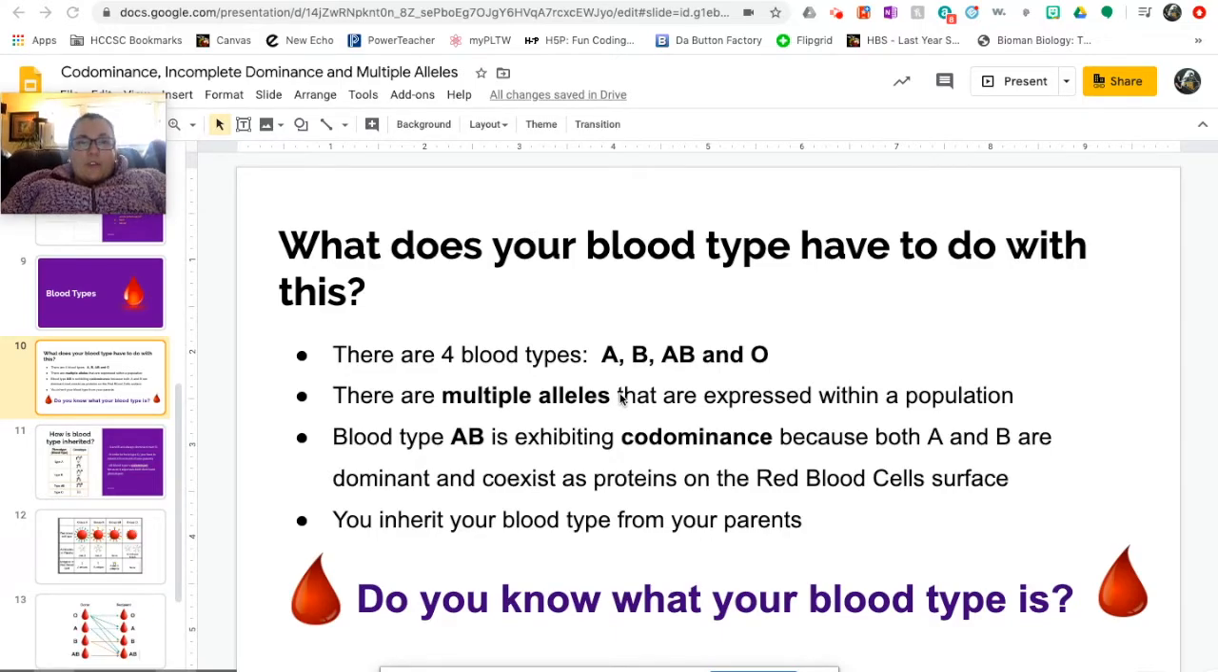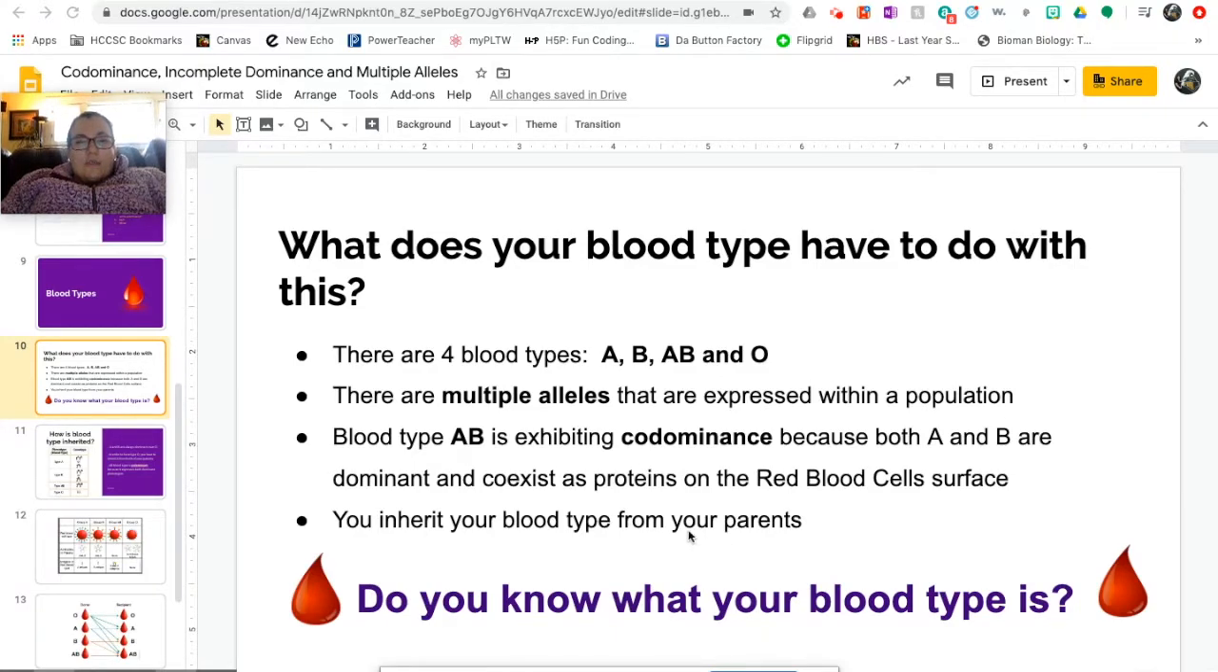There are 4 blood types: type A, type B, type AB, and type O. The reason it utilizes codominance is that blood type AB means there are proteins expressed for each of these. There's a type A protein and a type B protein. Type AB expresses both of them at the same time on the surface of the red blood cell. That's why it's called codominance, because they coexist at the same time.